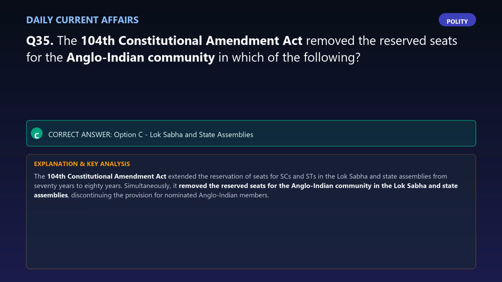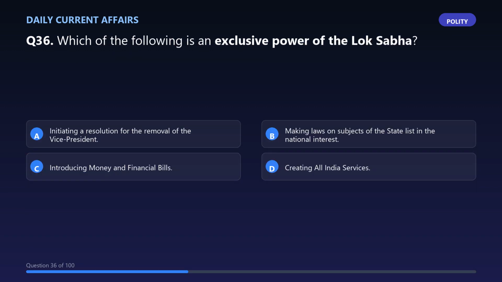The correct answer is option C, Lok Sabha and State Assemblies. Explanation. The 104th Constitutional Amendment Act extended the reservation of seats for SCs and STs in the Lok Sabha and State Assemblies from 70 years to 80 years. Simultaneously, it removed the reserved seats for the Anglo-Indian community in the Lok Sabha and State Assemblies, discontinuing the provision for nominated Anglo-Indian members.